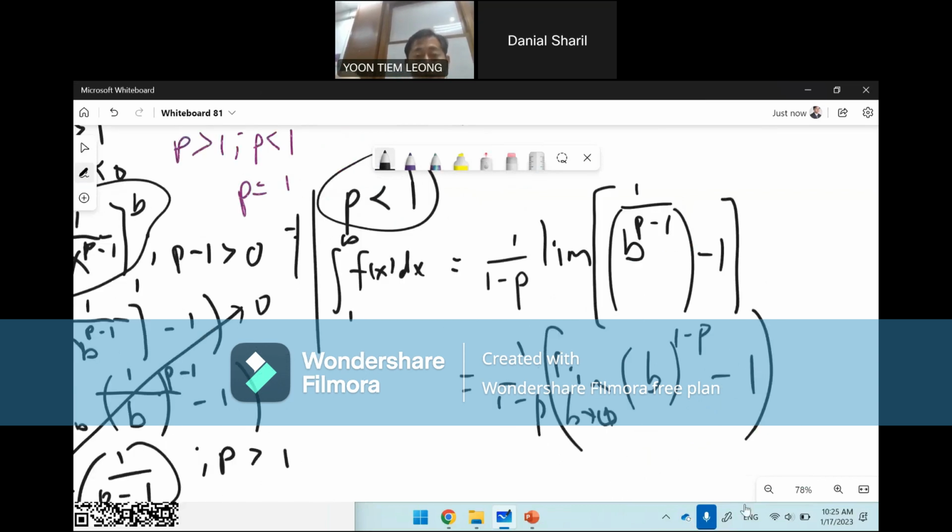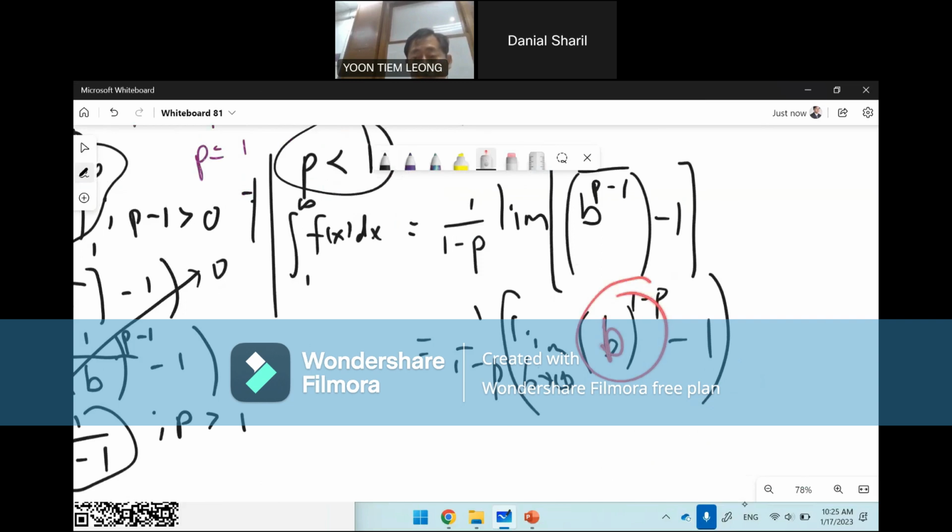So what do you get? If b is going to infinity, and 1 minus p is a number, you are raising b to some finite power which is positive. 1 minus p is a positive number, remember. So you have b raised to the power of some positive number, and you make b go to infinity. Therefore, this term is going to blow up when b goes to infinity. So obviously it is going to be infinity.